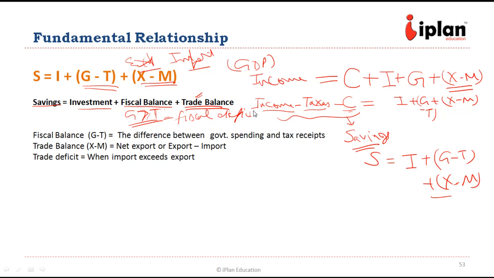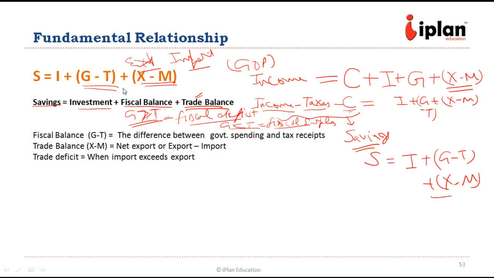Government is spending more than the taxes which it is receiving. If G is less than T, that is fiscal surplus. If this number is positive, G is greater than T, that represents the fiscal deficit. If it is negative, that represents the fiscal surplus.